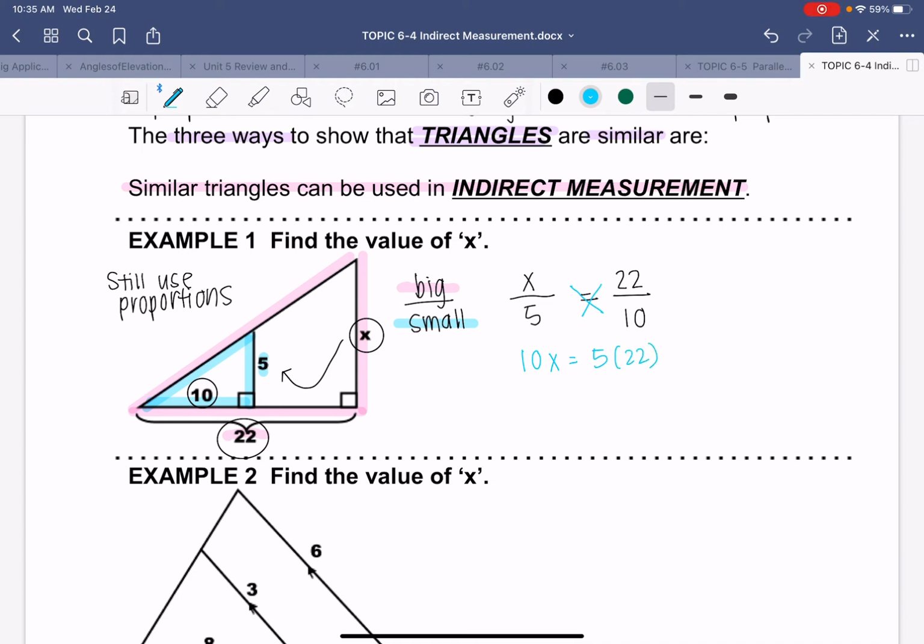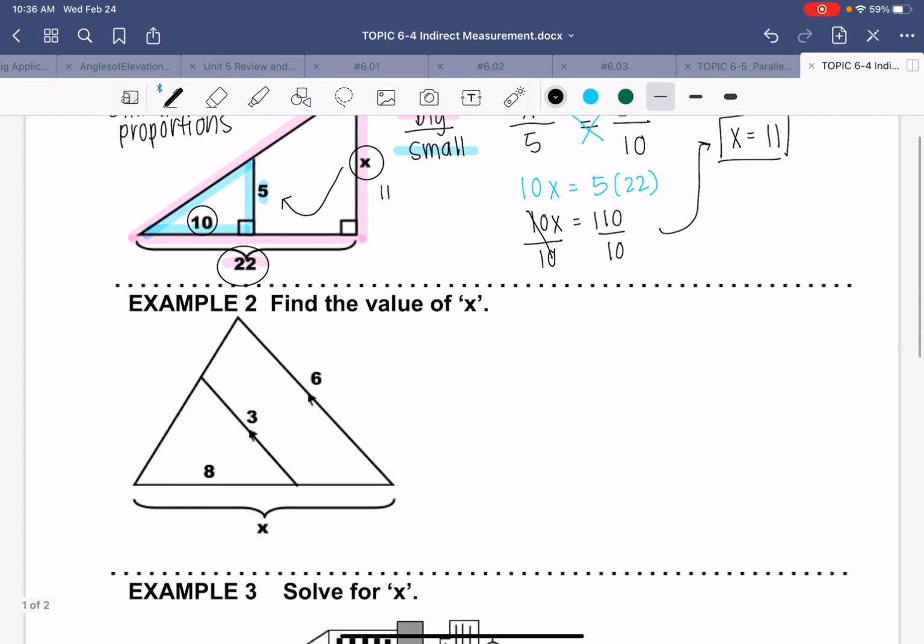Okay, so we have 10x equals 5 times 22, which is 110. And then we need to divide by 10. x equals 11. So that means this value right here is 11.